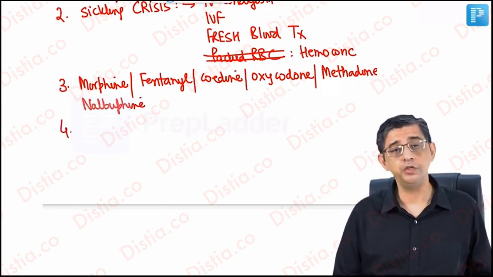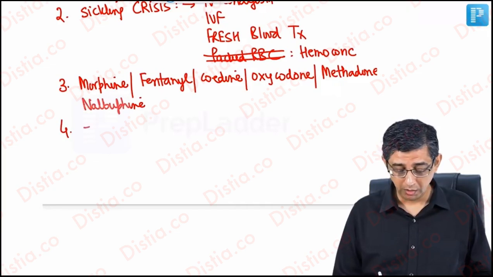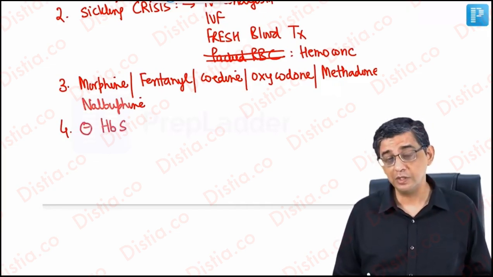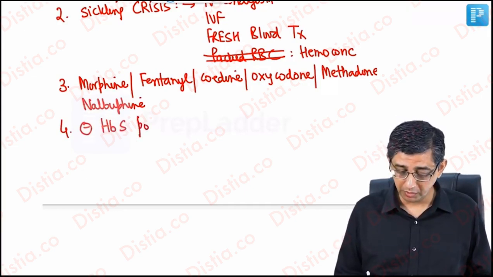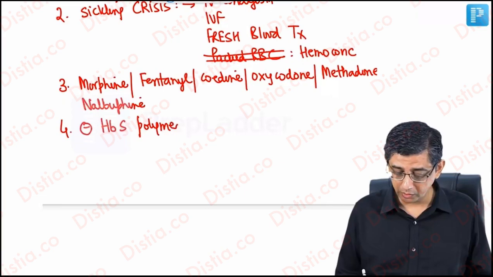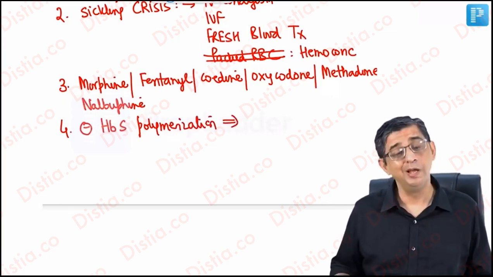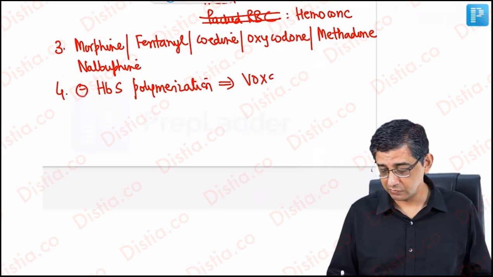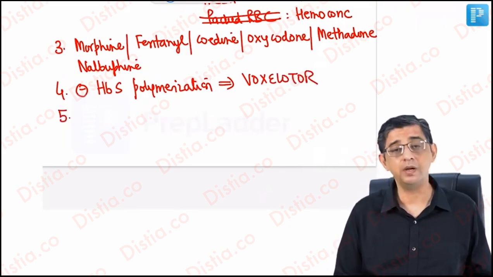I come to the core issue that I was asking you. This is the most important question from the pharmacological domain for this particular topic, that what can you give? Because the first line that I wrote to describe this topic was HbS polymerization is the villain. Now I wanna prevent this from happening. So the drug that I'm gonna use in this case is voxelotor. This is a new entry which you just need to remember.